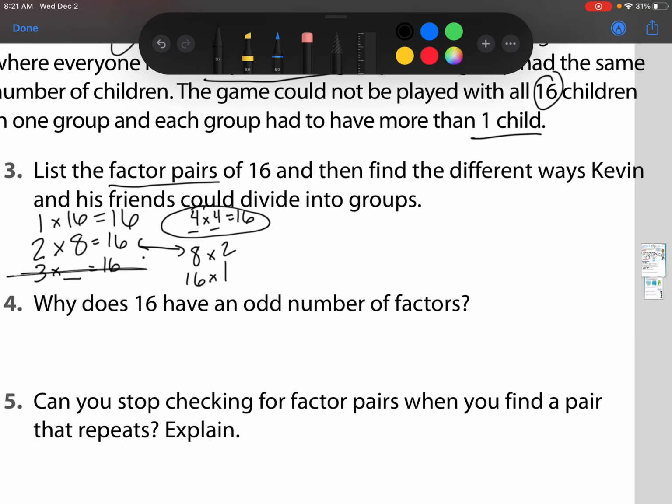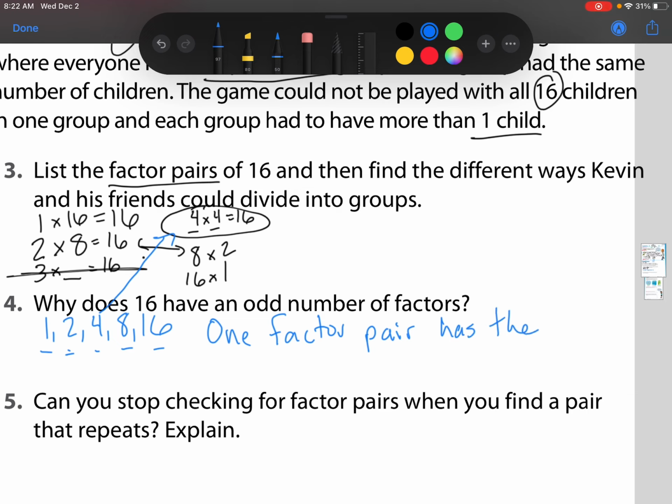So now let's go to number 4. Why does 16 have an odd number of factors? Well, what are my factors? It's 1, 2, 4, 8, and 16. They're right. There's 5 factors. When we had 20, it was 6 as an even number. So why is it an odd number? Oh, that's right, because there's this sneaky guy right here. That 4 repeats. So one factor pair has the same number. And then I'm going to list what that is just so we know. And so 4 pairs with itself.